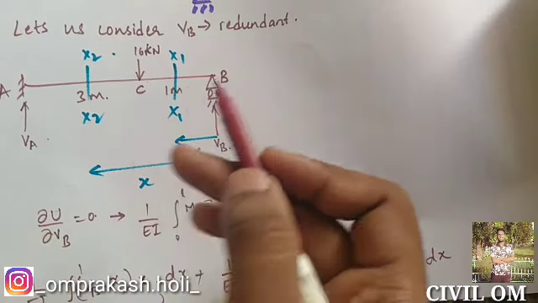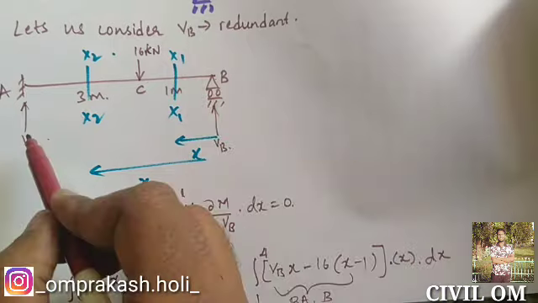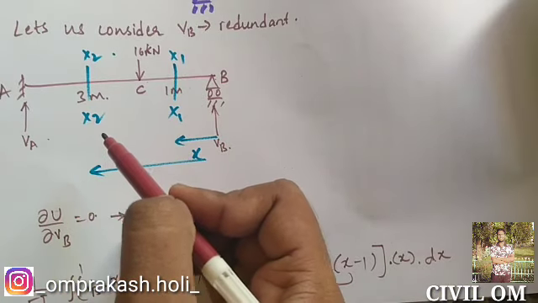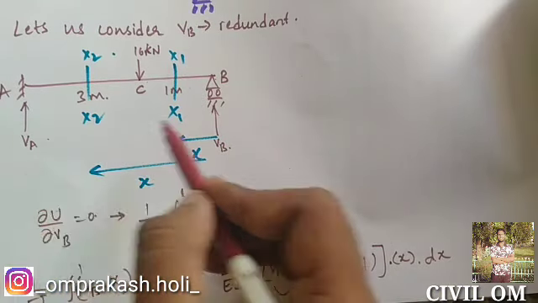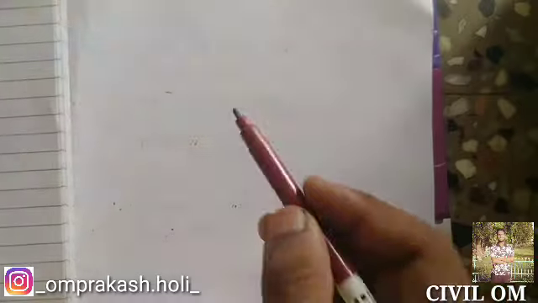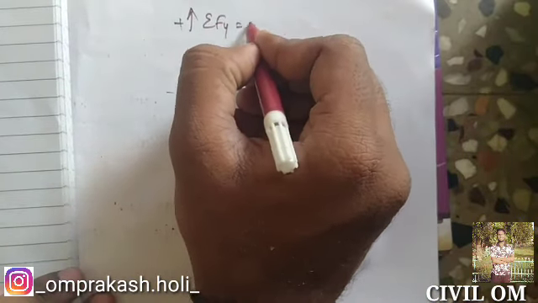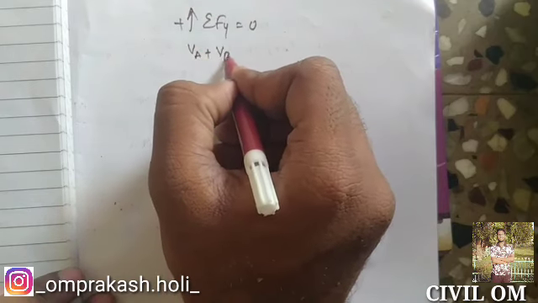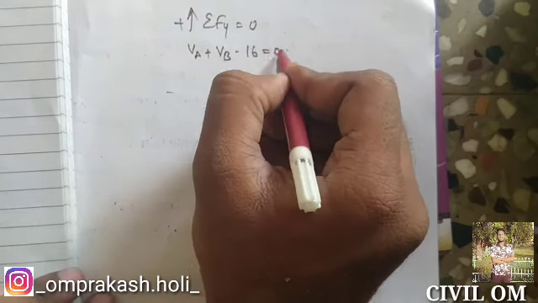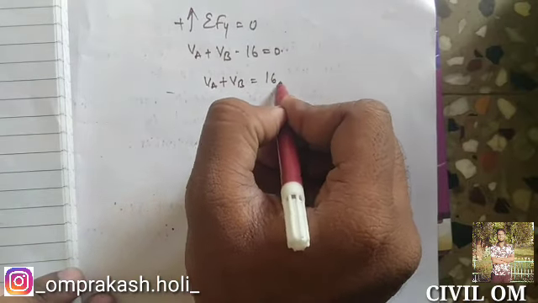Friends, now let us try to find out the moment about point A is equal to 0. So before that, let's do sigma of Fy is equal to 0. So what are the vertical components here? VA, VB and 16. So let us do it. Summation of Fy is equal to 0. So what you will get? VA plus VB minus 16 is equal to 0. So VA plus VB is equal to 16.